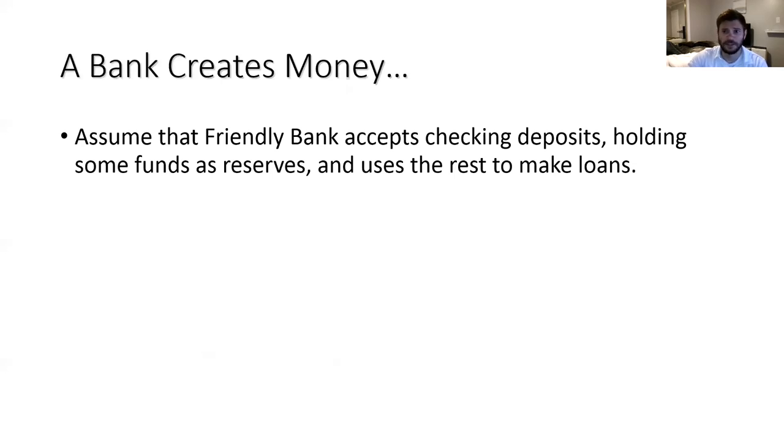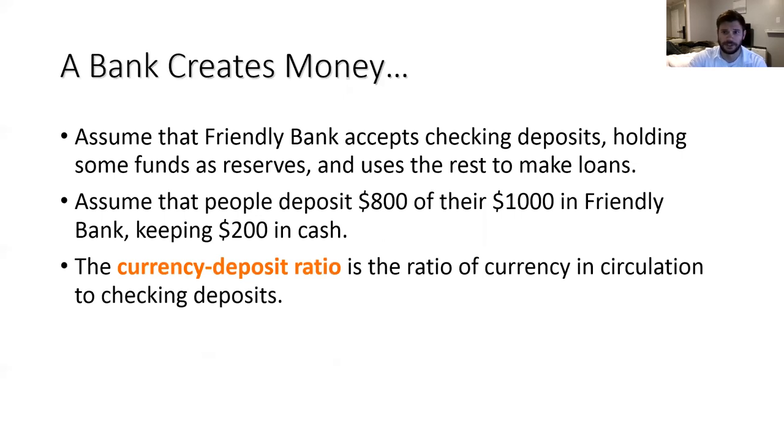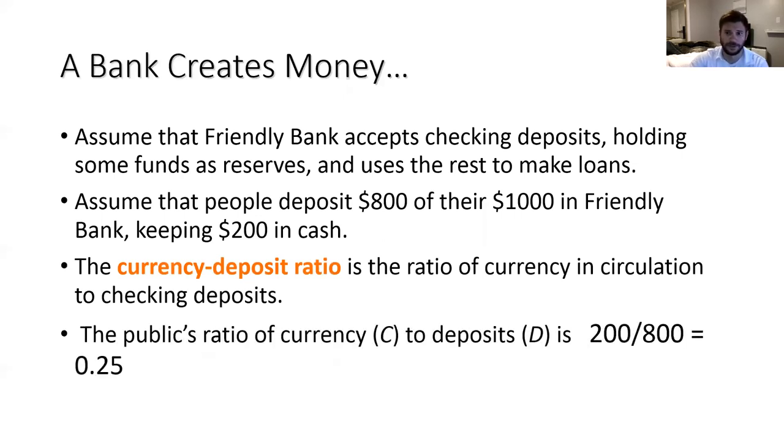Just for the sake of numerical simplicity, let's suppose here that we started off with $1,000 in cash in the consumer's pocket. So the Fed created $1,000 in the base. And let's, for simplicity's sake, assume that people deposit $800 of that $1,000. Okay, and they're only keeping $200 in cash. In this situation, the ratio of the currency held to the amount deposited, also known as the currency deposit ratio, is exactly 25%.